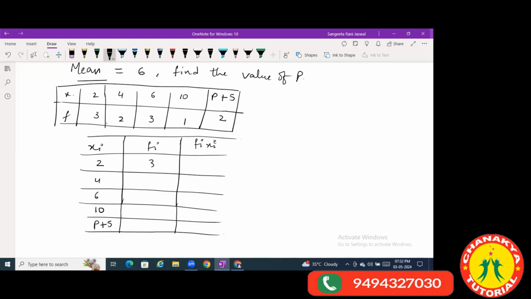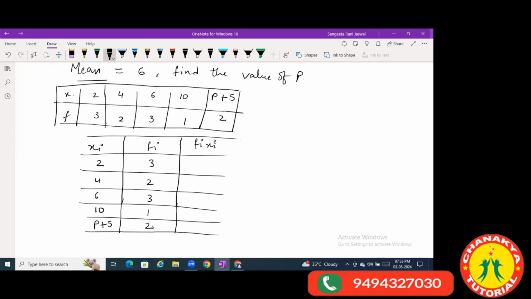So this is 3, 2, 3, 1, 2. These are the frequencies which are given. I have just jotted down all the x values, that means the class marks. I have noted down the frequencies. And now I will take Fi into Xi, so that means frequency multiplied with the data.